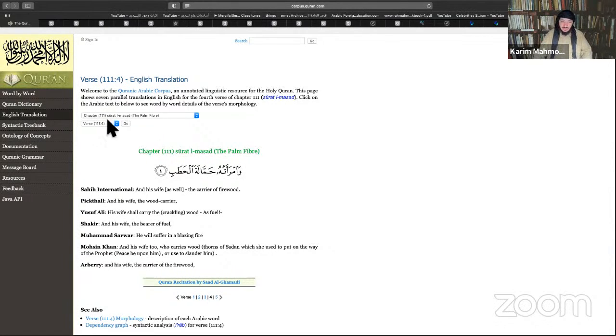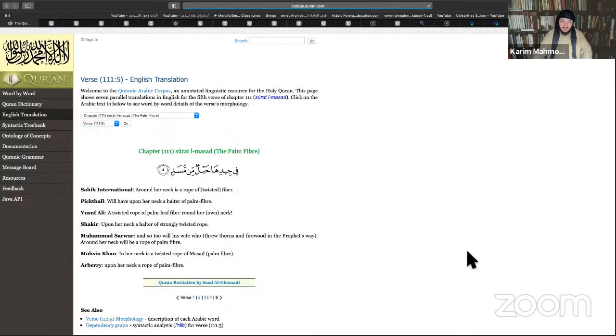This lady, Allah is describing her, and then Allah says about her at the end, fi jidiha, around her neck will be a rope, a rope of twisted fiber. This rope is going to be a punishment for her in hellfire. Fi jidiha hablun min masad. This is going to be in her neck. This is Allah talking about her punishment again.